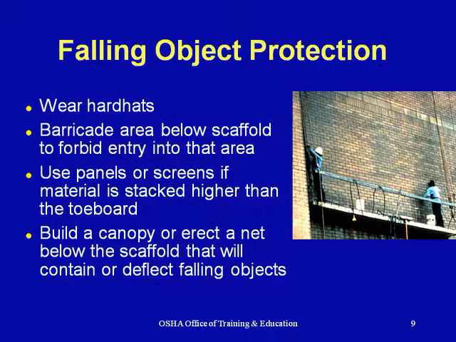Falling objects protection. Wear hard hats. Barricade area below scaffold to forbid entry into that area. Use panels or screens if material is stacked higher than toe boards. Build a canopy or erect a net below the scaffold that will contain or deflect falling objects.